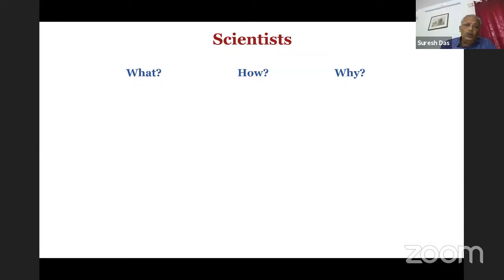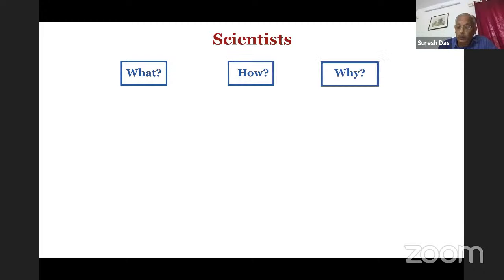In order to mention the importance of these three questions, I will take an example of a hypothetical scientist: what we do, how we do, and why we do. Take the hypothetical scientist, let us say a cancer researcher. And what does a cancer researcher do? Let us say that he is focusing on drug discovery, and that is what he does.